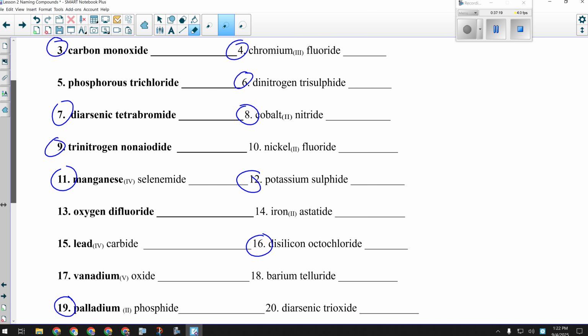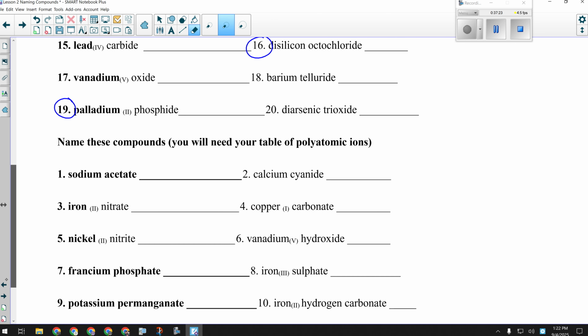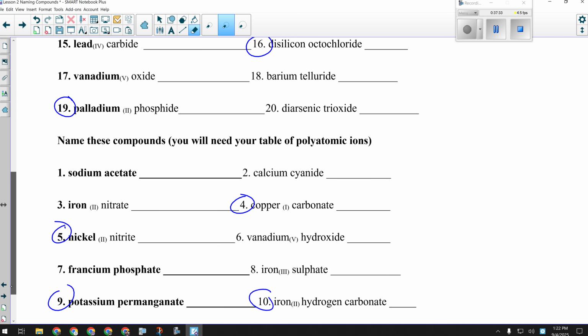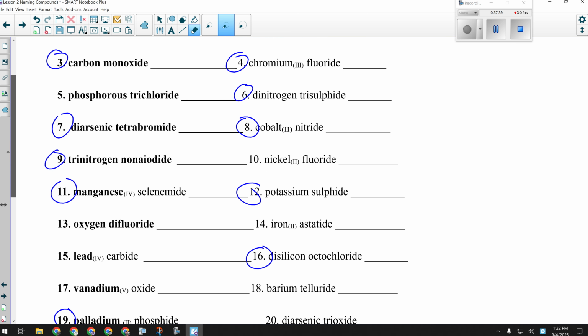And then on the bottom set, I want you to do 4, 5, 9, 10, 11, and 13. I'll give you a little bit of time to get ahead of me there, and we'll go through those.